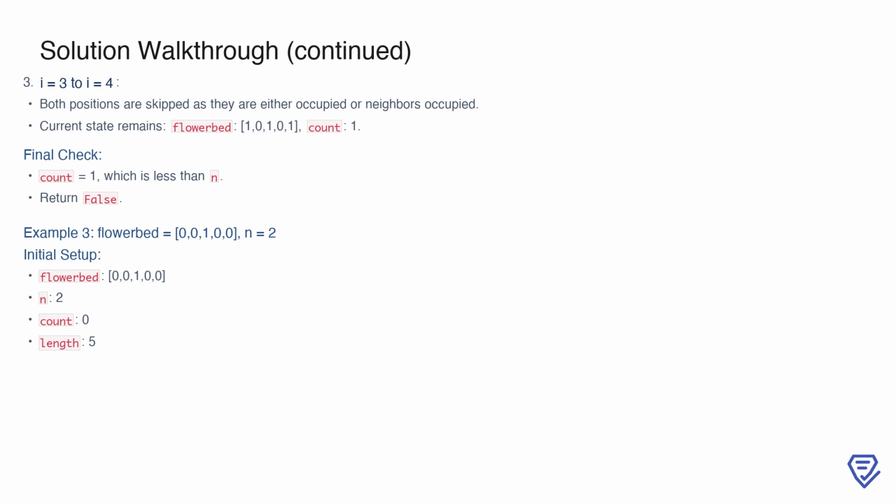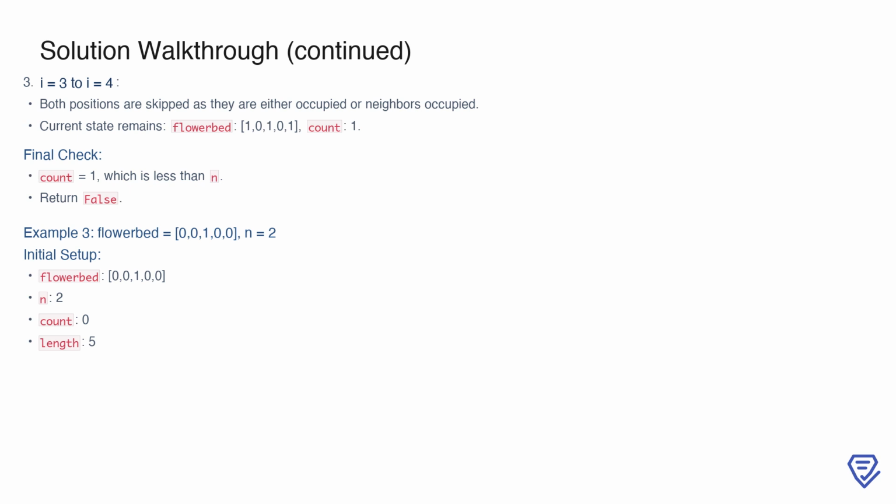As a result, the state of the flowerbed remains 10101 and count stays at 1, which is less than the required n of 2. Since we couldn't plant the required number of flowers, we return false for this example. Now, let's move on to a third example.